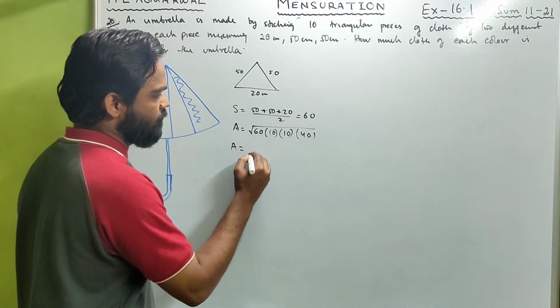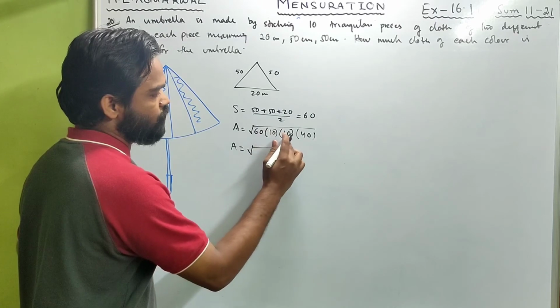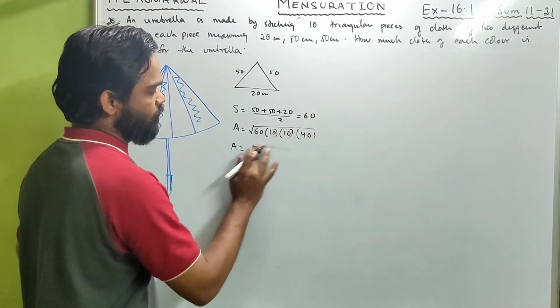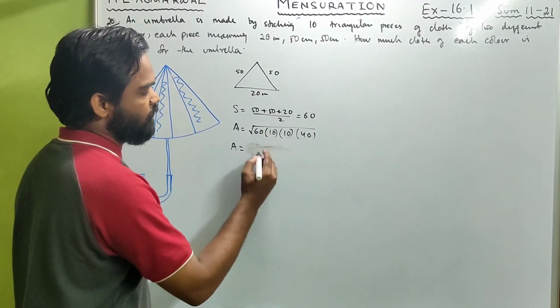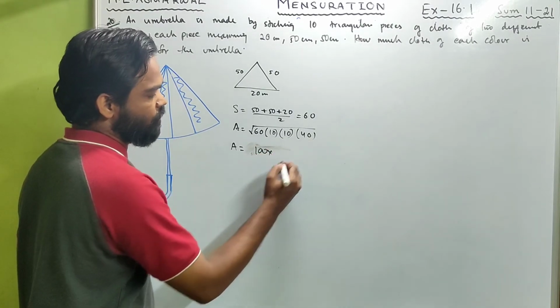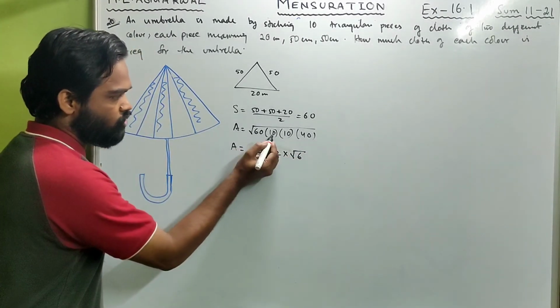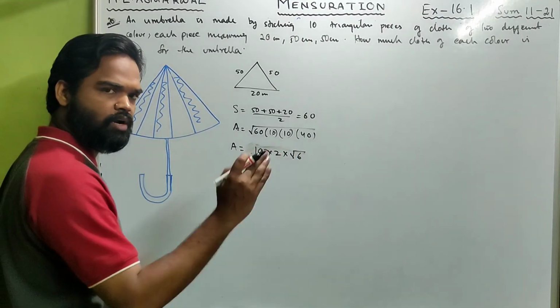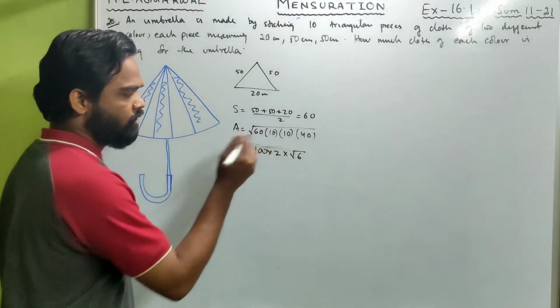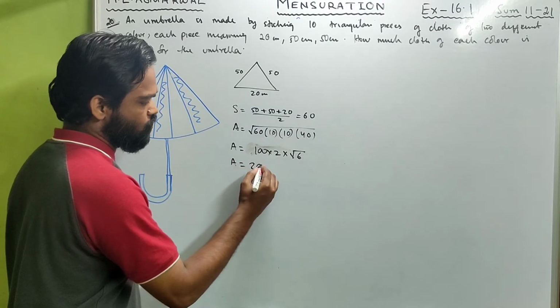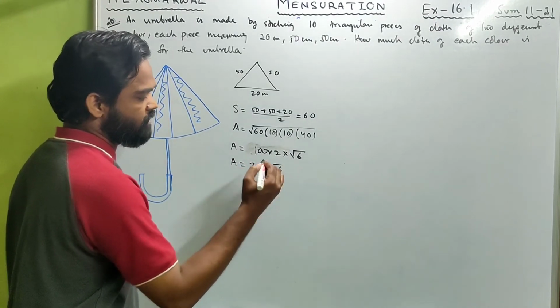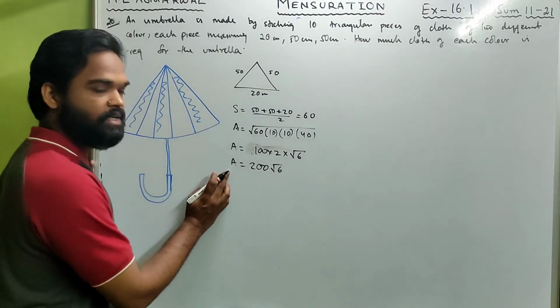So area will be, see, 1, 2, 3, 4 zeros are there. So 100 will come out. Square root of 4 is 2. And root 6 remains. So this is 200 root 6. That's the area of one piece.